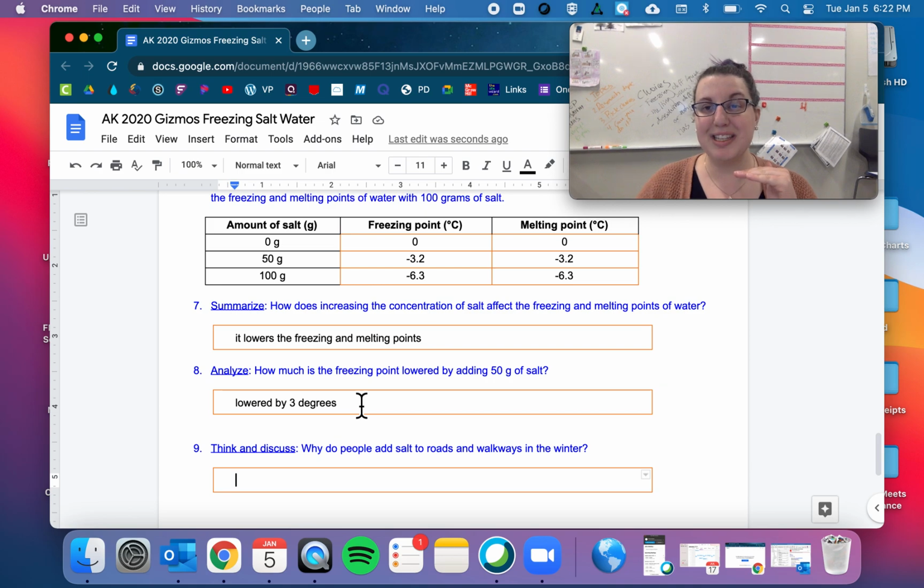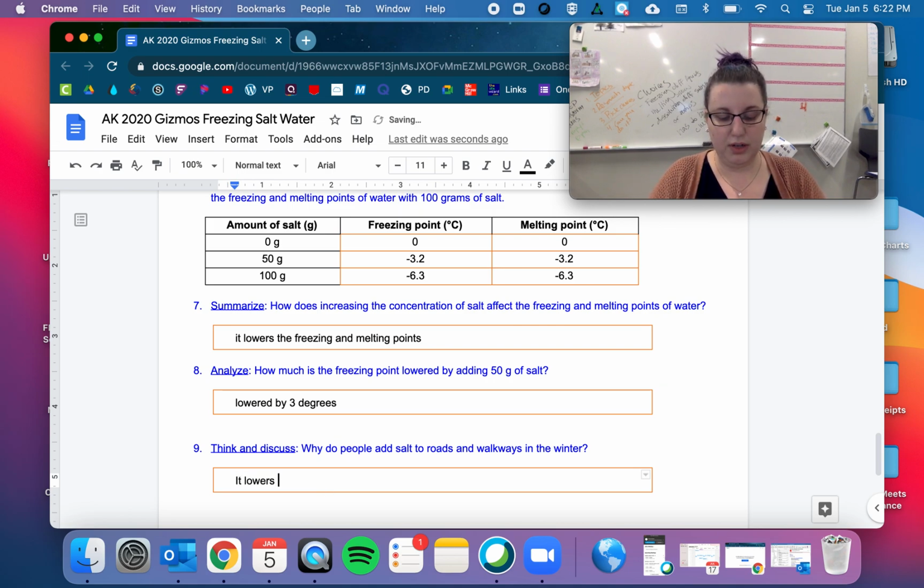So that means that basically we get an extra 10 degrees of ice-free life. So if I went outside and it was 0 degrees Celsius, then I wouldn't have ice. But also if I went outside at -8 degrees Celsius, I still wouldn't have ice, even though normally I would, because it's below 0. So why do people add salt to roads and walkways in the winter?